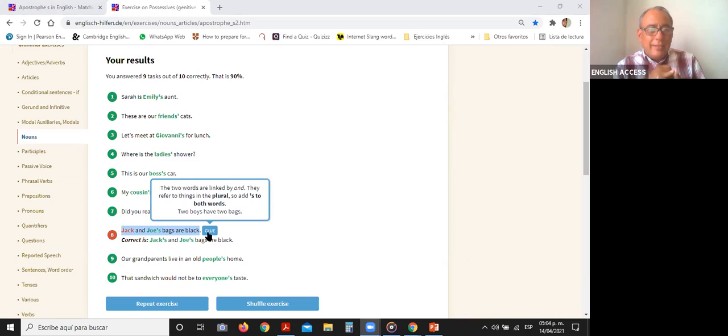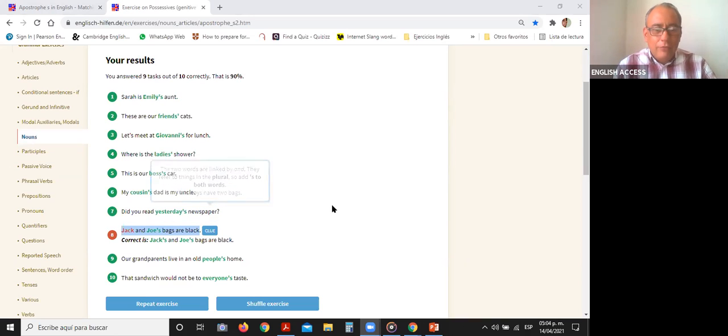It says, two words are linked by and. They refer to things in the plural, so add apostrophe S to both words. The two boys have two bags. Well, that's the explanation they give. But you see, here are the answers. Aquí están las respuestas.